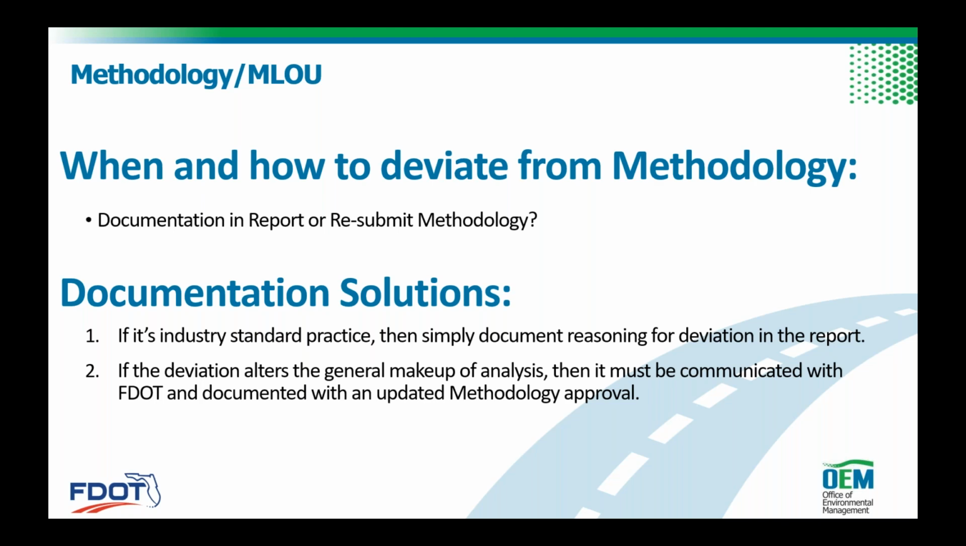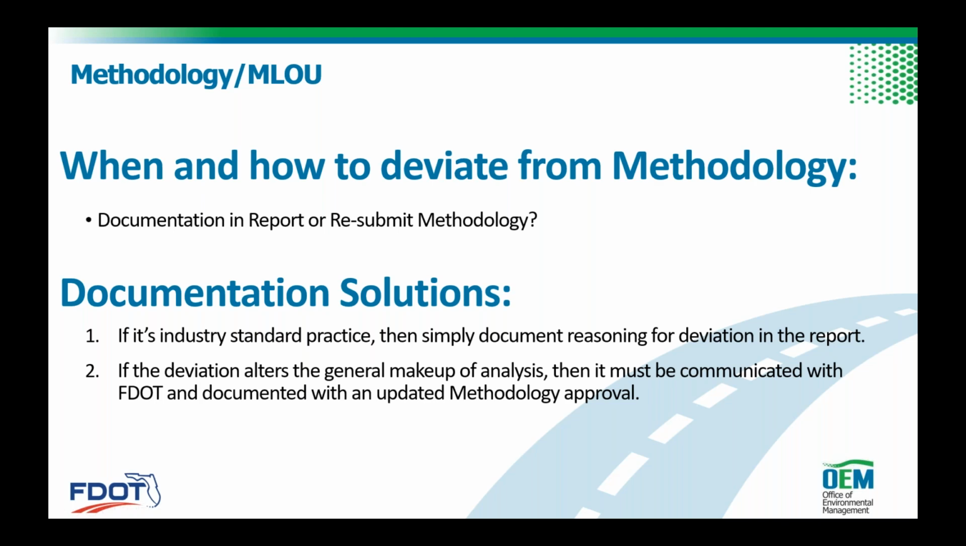there are essentially 2 documentation solutions, like we just talked about on the last slide. Essentially one, if it's an industry standard practice, then the recommendation is to simply document the reasoning for deviation in the report, and I'll have a couple of examples of this. Or another solution is if the deviation alters the general makeup of the analysis, then it must be communicated with the reviewing agency, or the FDOT in this case, and documented with an updated methodology approval.